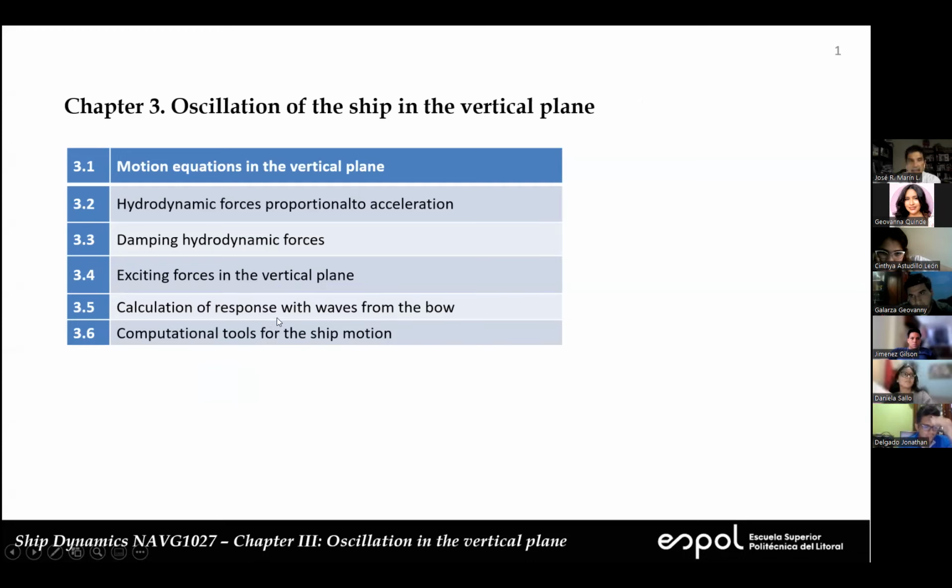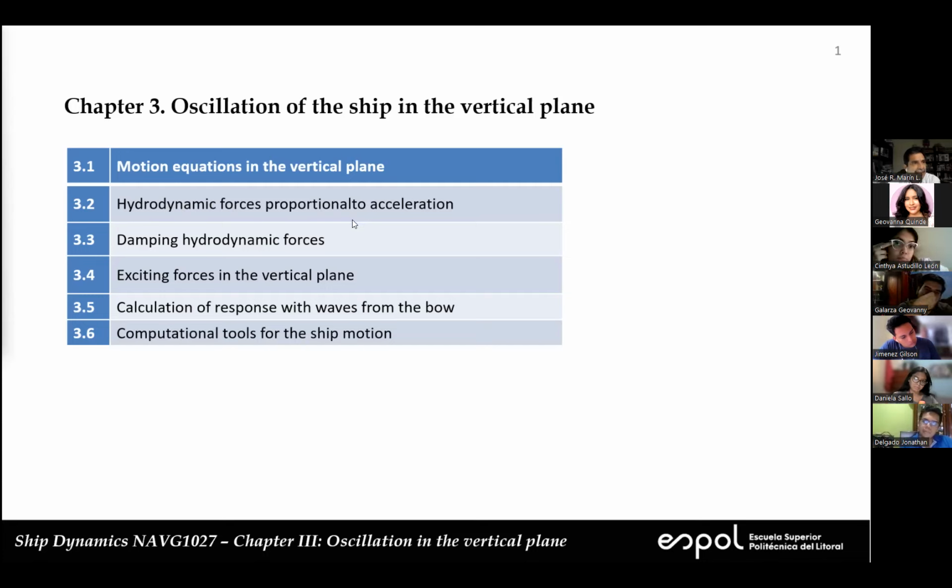Yes, Doctor. Okay, so this is chapter 3, and this is the full content of this chapter. So we're going to start today by the equations, which are very similar to exercise number 1 in the evaluation. Okay. Then we will go to, you see, hydrodynamic force is proportional to acceleration.